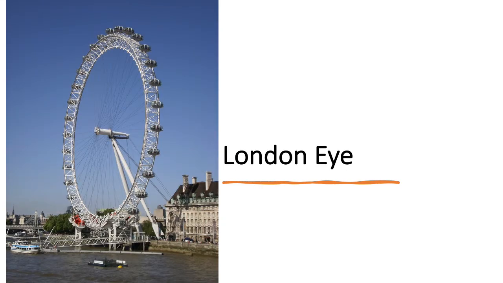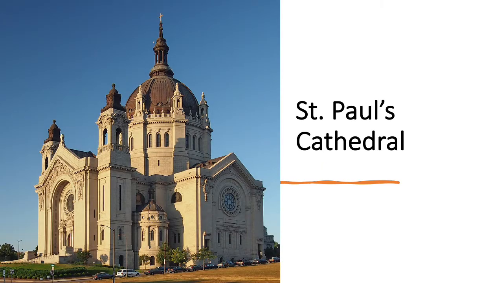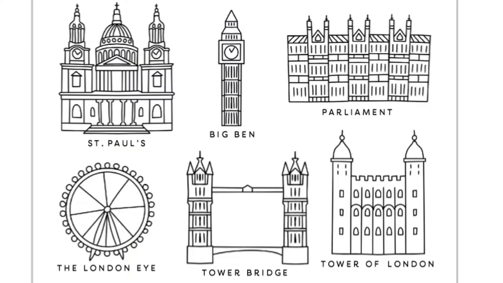This is called the London Eye. These things are in the video. And this is St. Paul's Cathedral. You will notice these things in the video, along with other things that we can use in our picture of our cityscape of London. Let's begin.